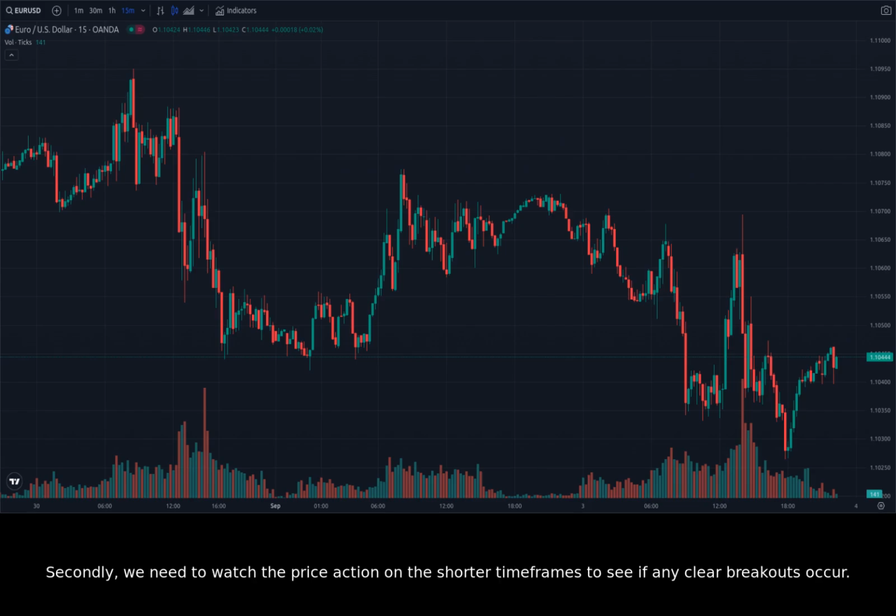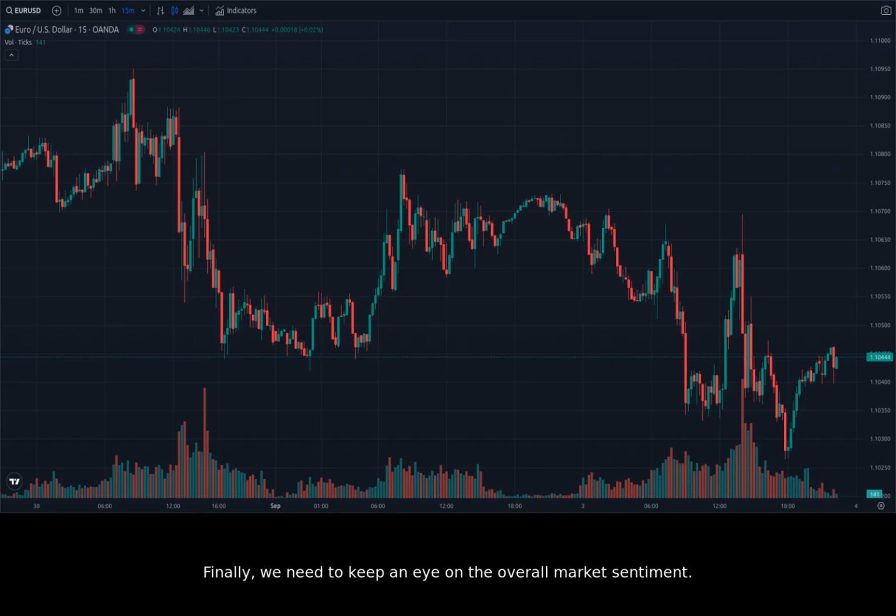Secondly, we need to watch the price action on the shorter timeframes to see if any clear breakouts occur. A breakout above the resistance level around 1.1150 on the daily chart could signal a strong bullish trend. A break below the support level around 1.0850 could signal a bearish trend.